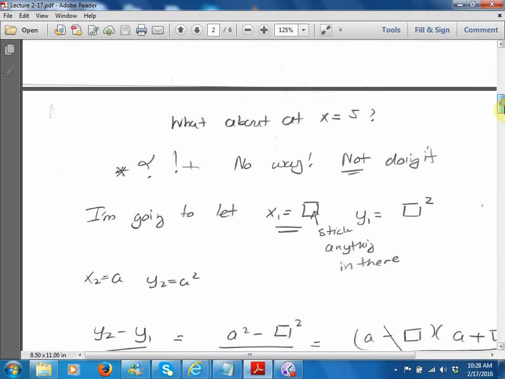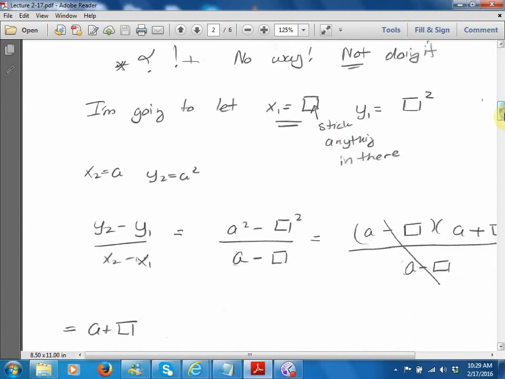So suppose x1 was a box and I can fill in the number into the box. Then I would go through the process. X1's a box. How do I get the y1? Whatever is in the box, I square it because it was f of x equals x squared. You follow me? Okay. All right, so then plug them into the slope formula. Well, I got y2 minus y1 over x2 minus x1. Whatever's in the box would just follow through.